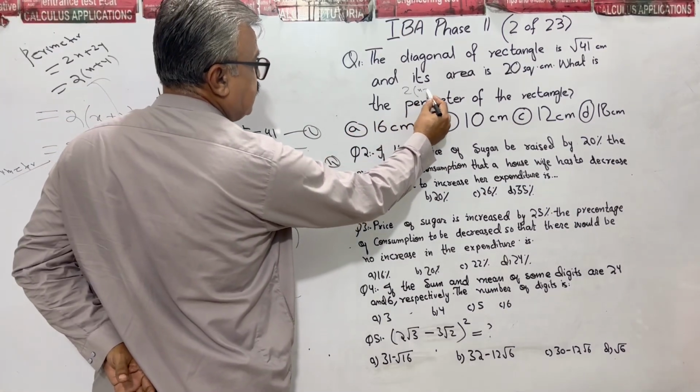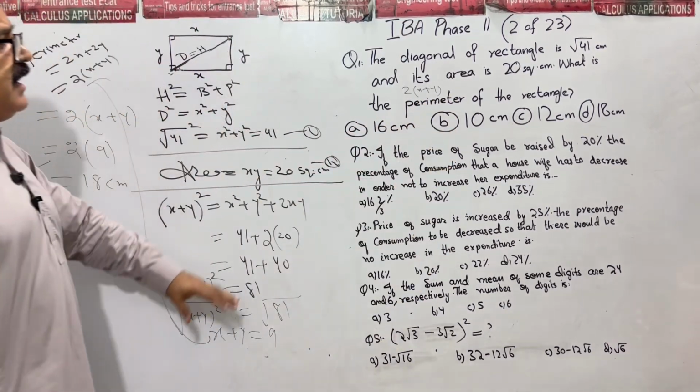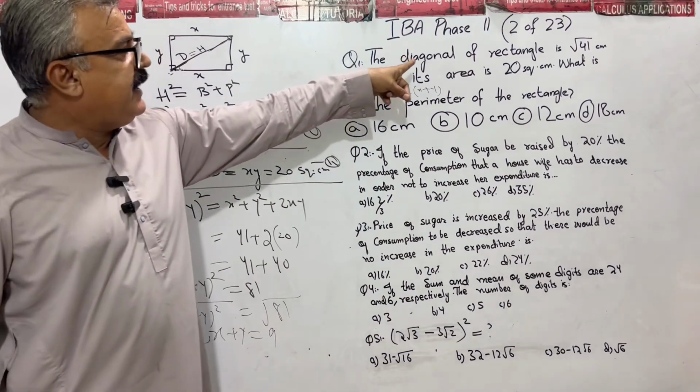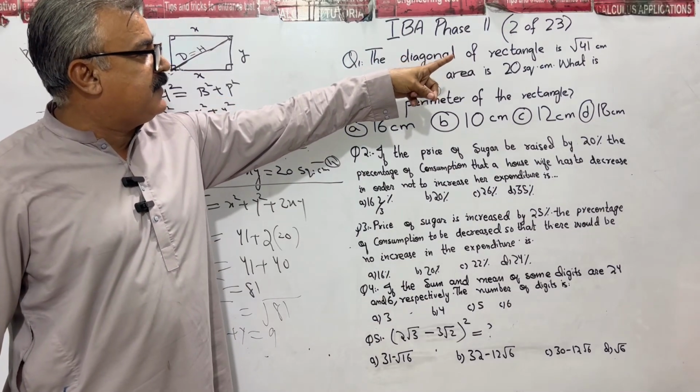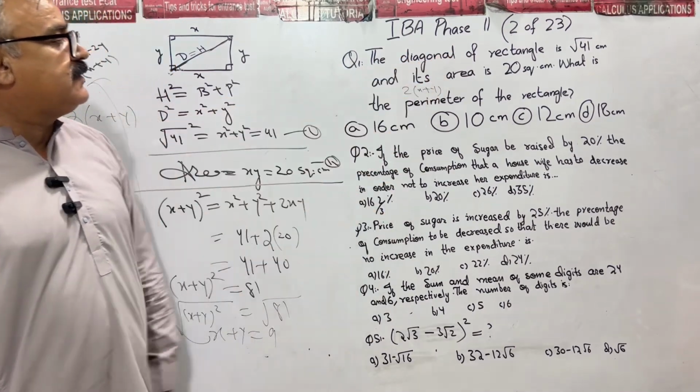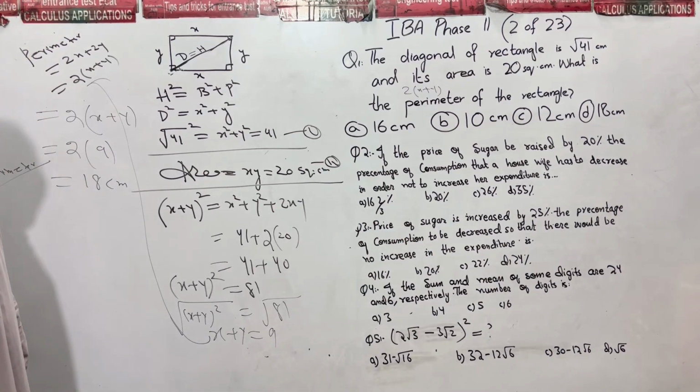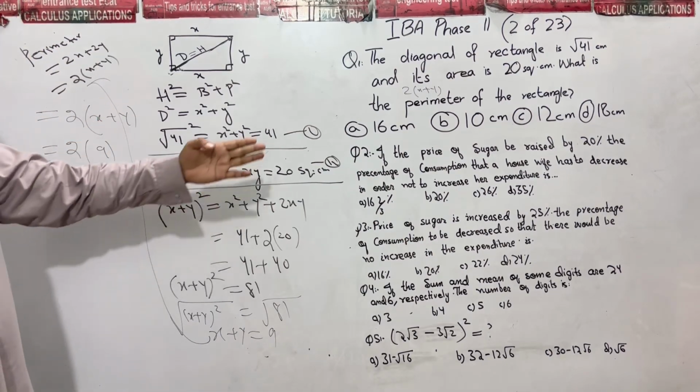Perimeter is 2 times (x plus y). Look at this, everything is set. Diagonal means root of x square plus y square. Root of x square plus y square is equal to root 41.